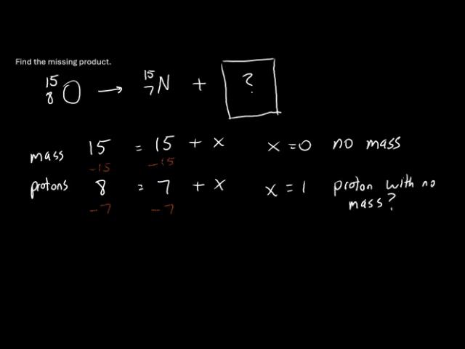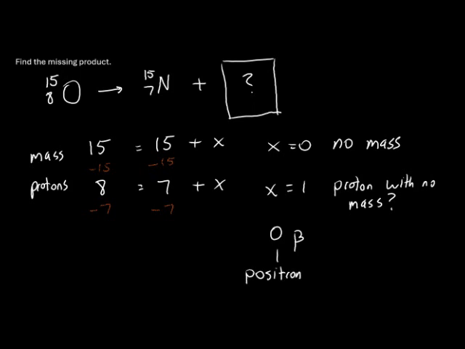We know that's actually impossible, because protons always have a mass of 1 when you're doing these sorts of reactions. However, some results can look like a proton with no mass. We're going to write 0, 1 for the missing particle, but instead of writing a proton or neutron or any ordinary particle that we're used to, we're going to write the Greek letter beta. This Greek letter beta with a 0, 1 represents a positron.